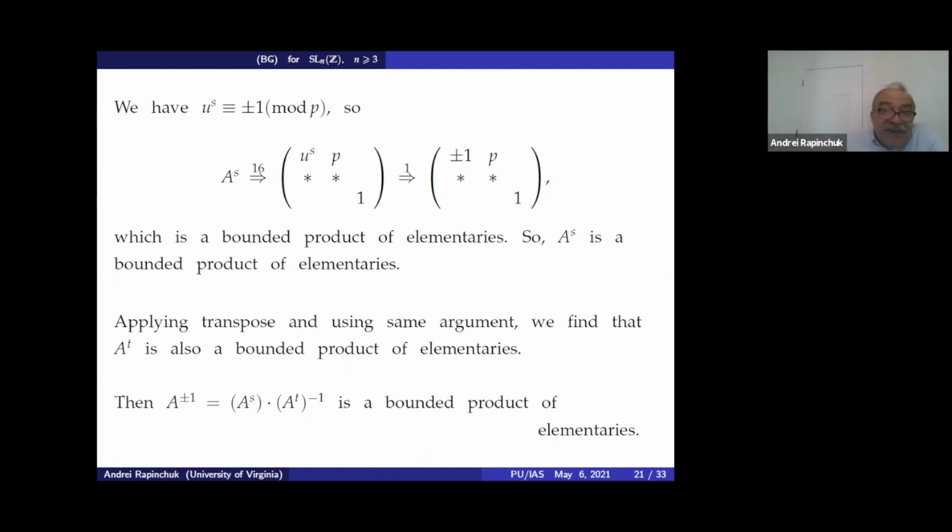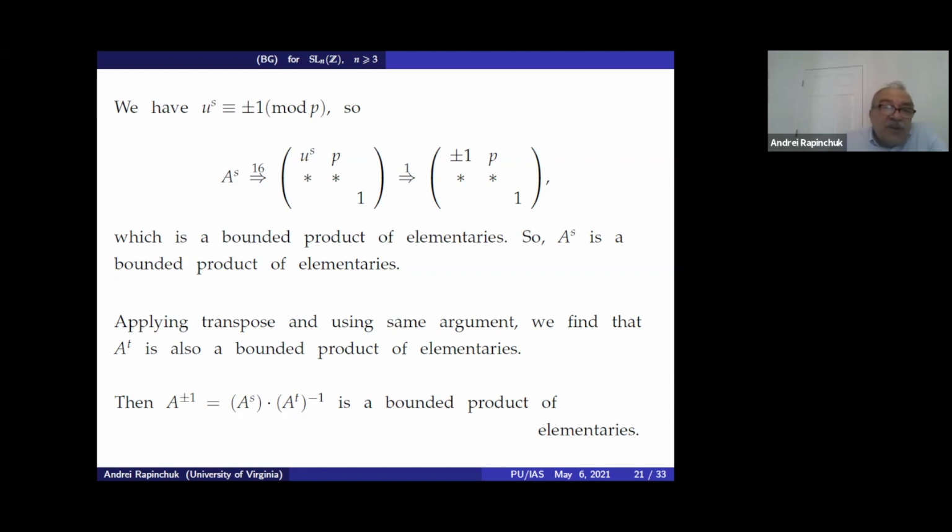But of course, there are still some questions about bounded generation of SL_n(Z). Yes, A can be written as a bounded product of elementaries, but can you also put a bound on the entries of those elementaries? For example, if we have a reasonable bound on the entries of A, can we have, let's say, a polynomial bound on the entries of the elementary matrices that occur in the factorization? So the expected answer is actually no, but we have not been able to prove this.